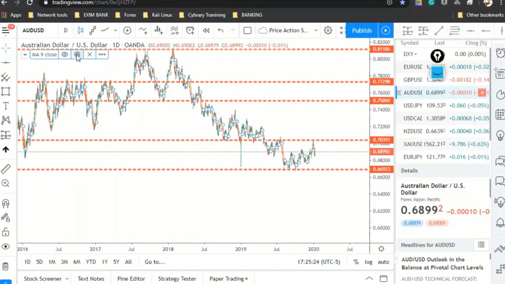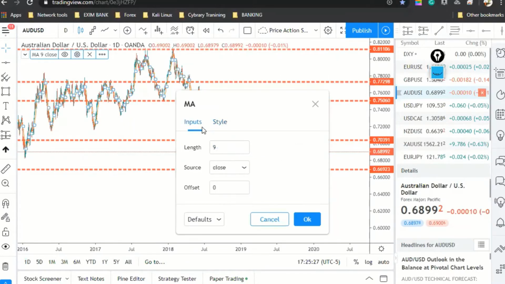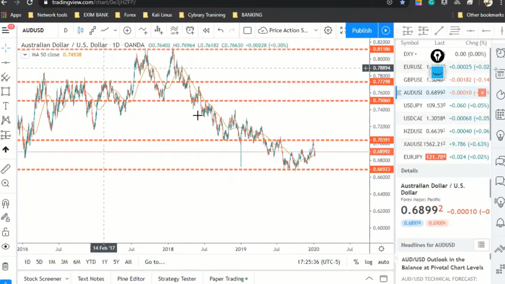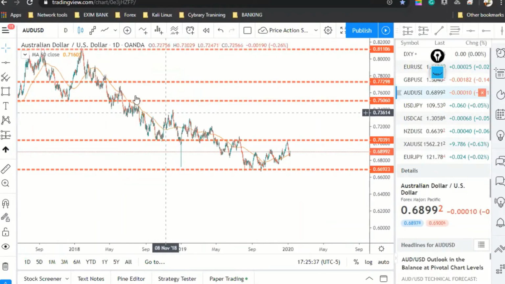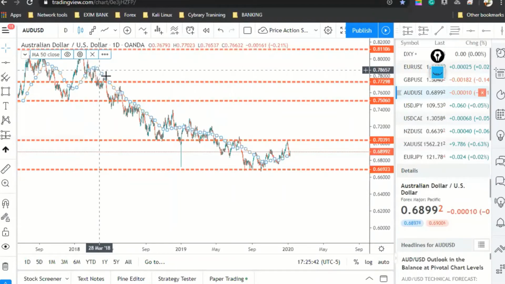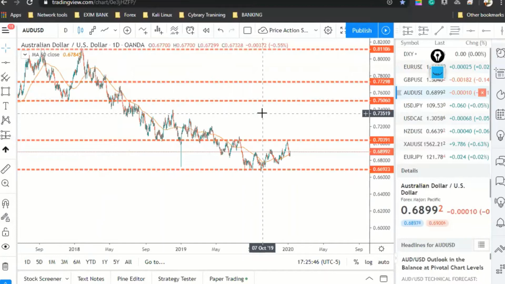Now the 50 MA basically looks at the last X amount of closes to determine that trend. You can see price is in a downtrend. All right.